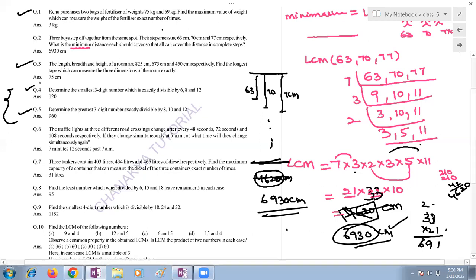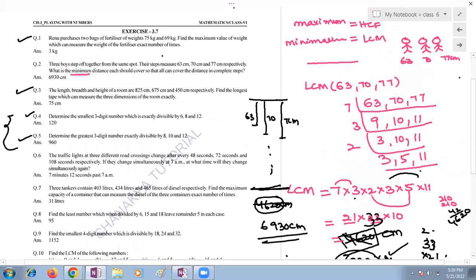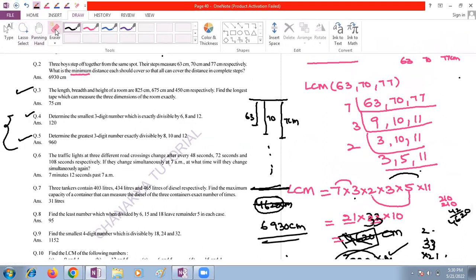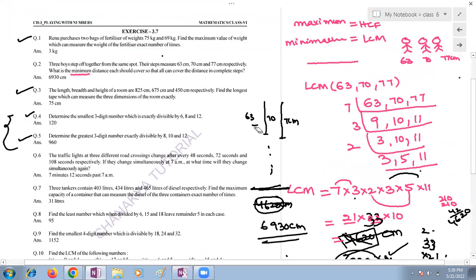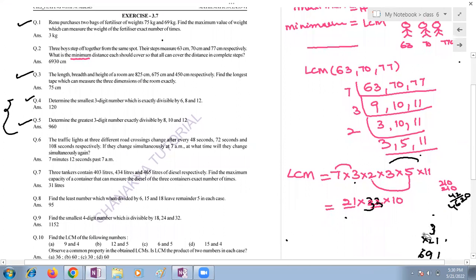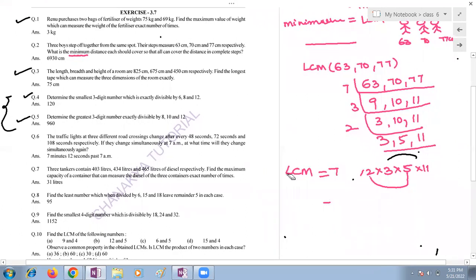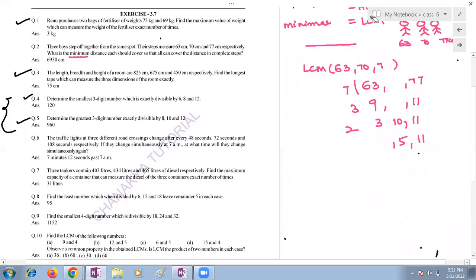Very good. Now, next question, question number 3. Soumya, can you please read question 3? Okay, ma'am. The length, breadth, and height of a room are 825 centimeter, 675 centimeter, and 450 centimeter respectively. Find the longest tape which can measure the 3 dimensions of the room exactly.